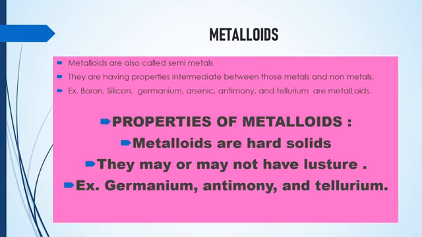Metalloids are hard solids, which is one property of metals. So in this place it is acting as a metal. They may or may not have luster. Some metalloids have a lustrous appearance. Lustrous, as we already discussed in the properties of metals, means shiny appearance. So some can have a shiny appearance, some cannot. Examples: germanium, antimony, and tellurium have a lustrous appearance in their structure.